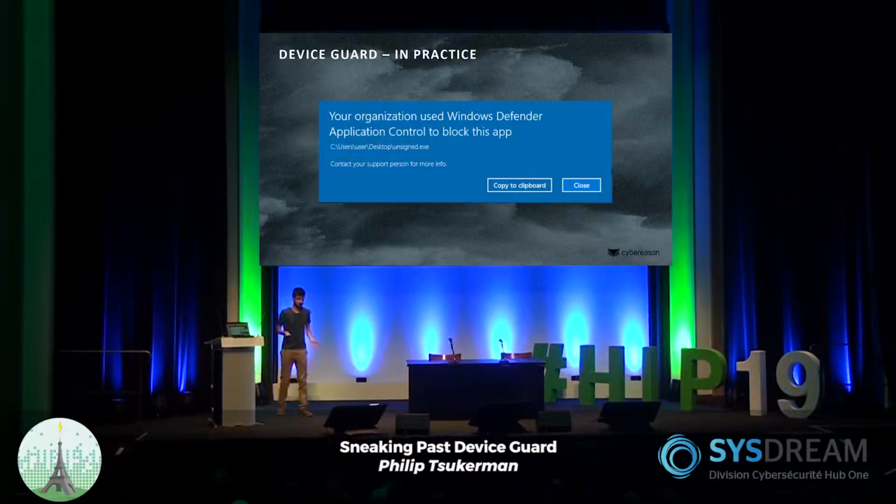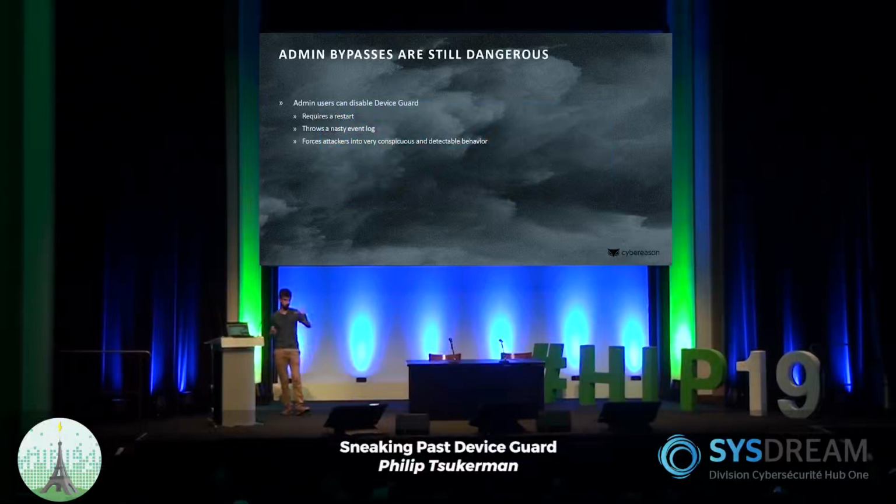So if, for example, you try to double-click a disallowed PE file on a Device Guard machine, you will get this pretty blue pop-up that says, nope. And that's it, not very useful. So that was a small introduction to Device Guard.